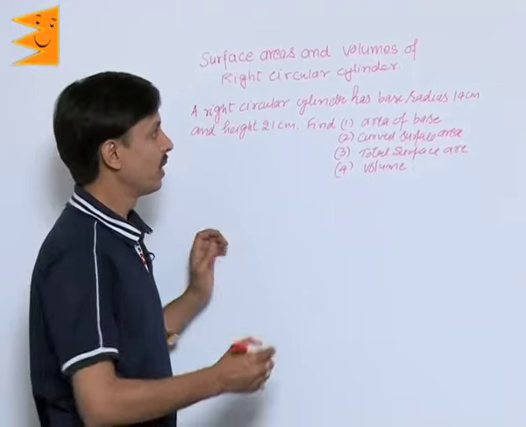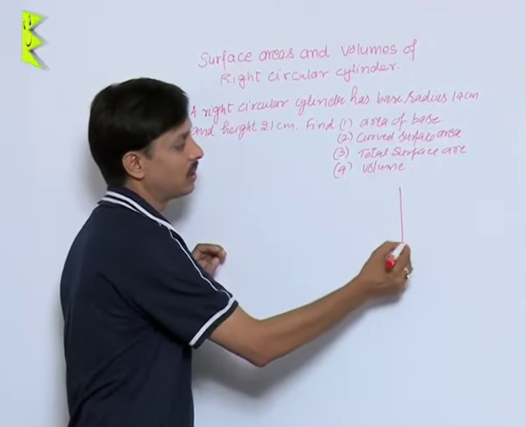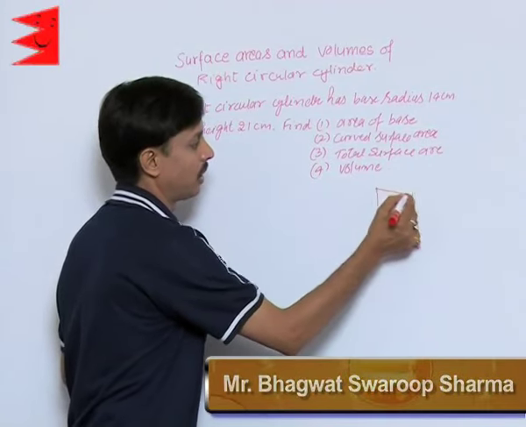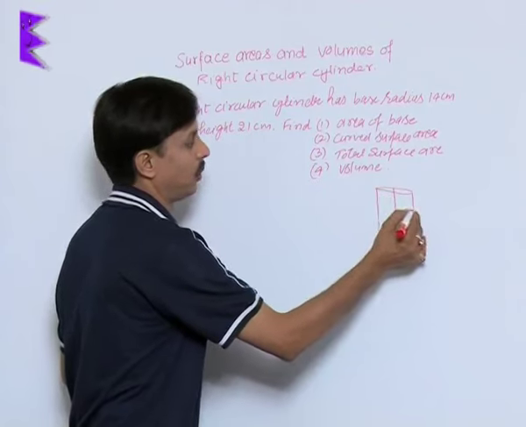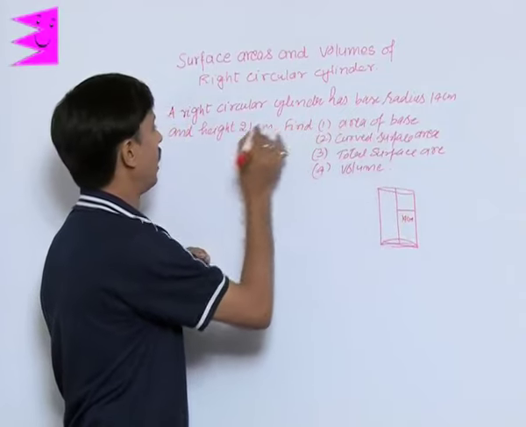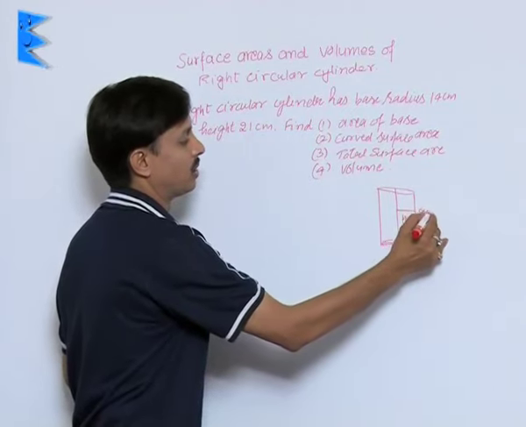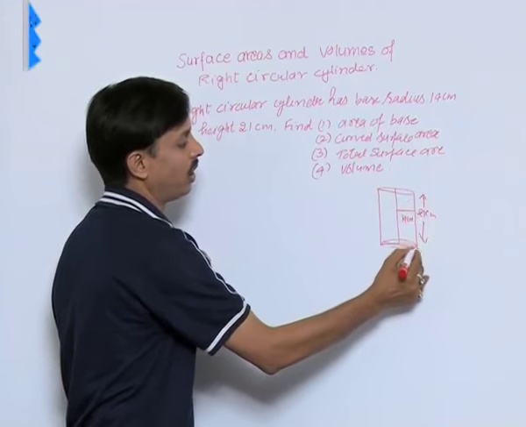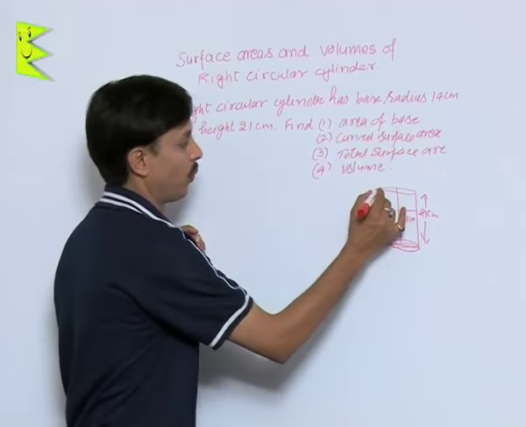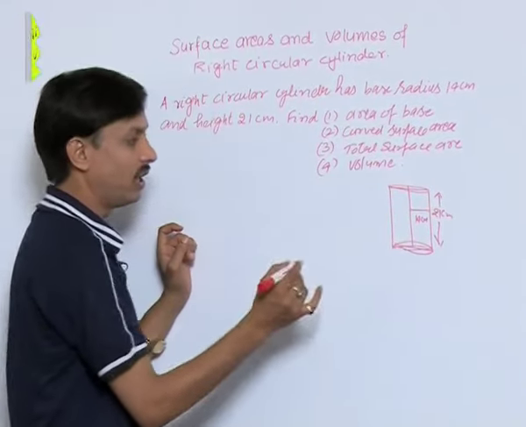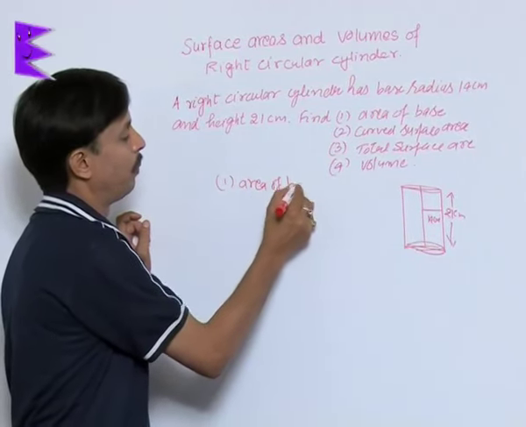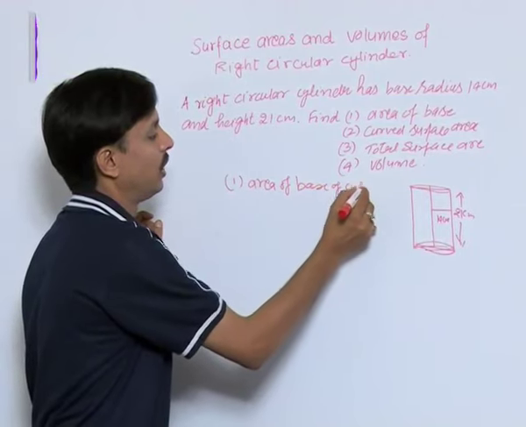If I show you in the figure, there is a cylinder. The cylinder is the shape. Here the radius of this cylinder is given to be 14 centimeter and the height is 21 centimeter. What we need to calculate? We need to calculate the area of base. The first thing which we want to calculate is the area of base of cylinder.